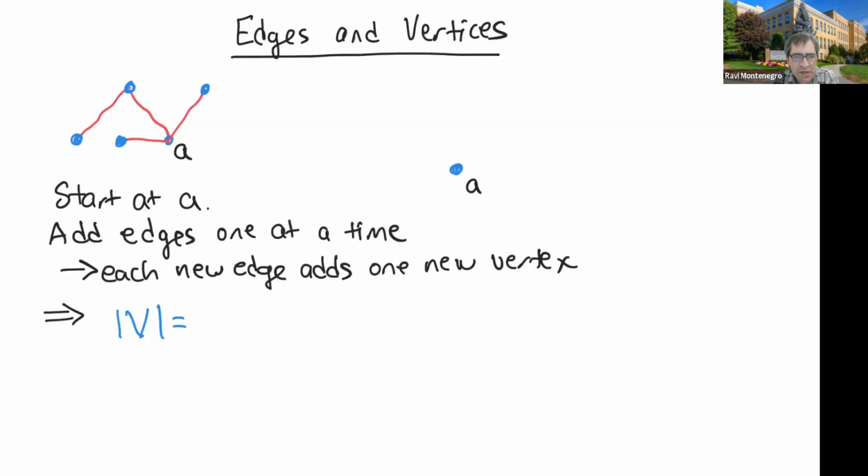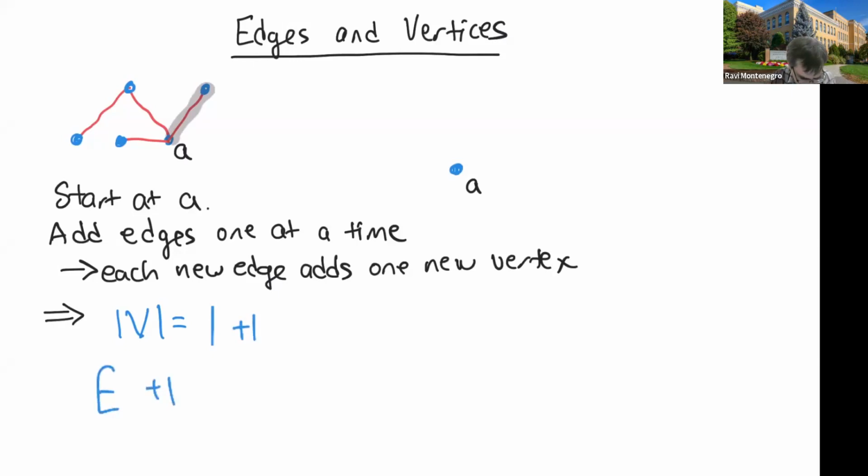So let's suppose I start at vertex A, and I want to count the number of vertices. So I have one vertex so far. Then I'm going to add edges one at a time. For example, I add this edge. Now what happened when I added that edge? It added one edge and it added one vertex. So plus one vertices and then plus one for edges.